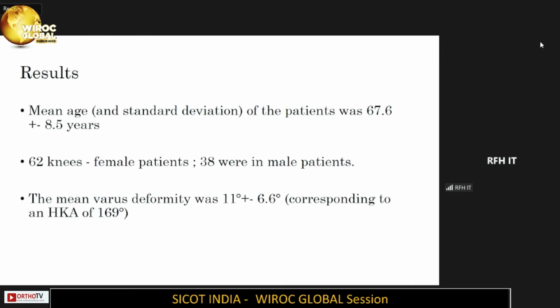So the results were: the mean age in our sample was around 67.6 years plus or minus 8.5 years. There were 62 knees from female patients and 38 from male patients. The mean varus deformity was 11 degrees plus or minus 6.6 degrees, corresponding to a hip-knee-ankle axis of 169 degrees.